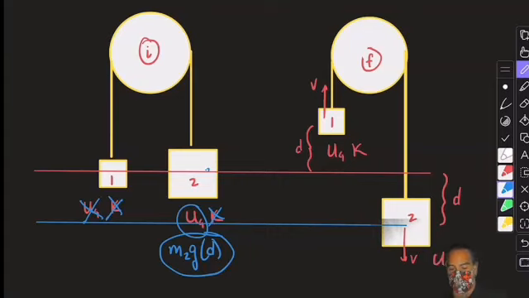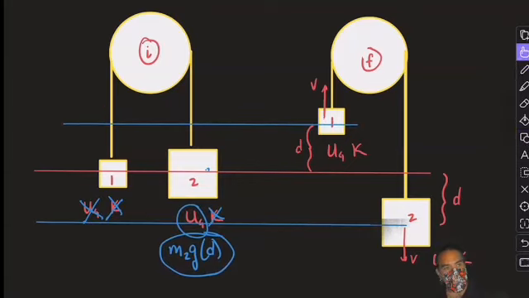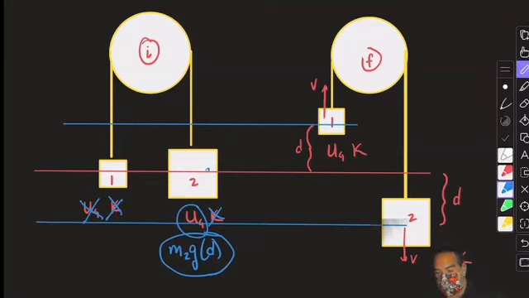It looks to me like box 1 has been pulled upwards. So work was done on it to increase its gravitational potential energy. In fact, the red line is the reference line for block 1. The blue line is its maximum height. So it was at its reference level, and now it has gravitational potential energy, m1g times d. But it also has kinetic energy, 1/2 m1v squared.